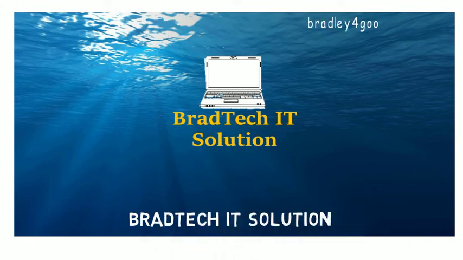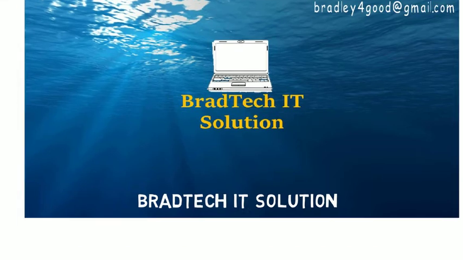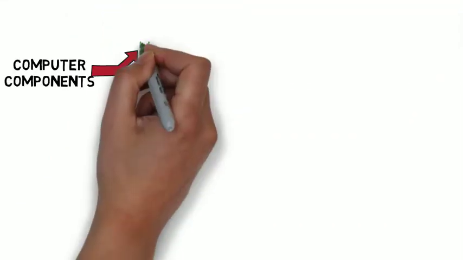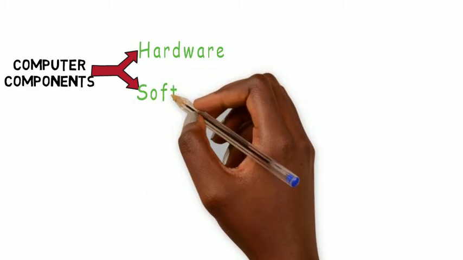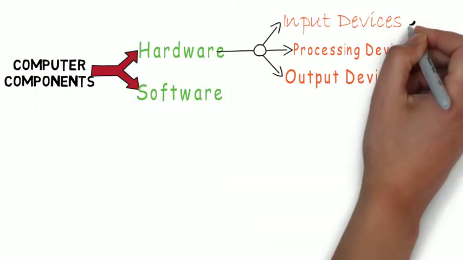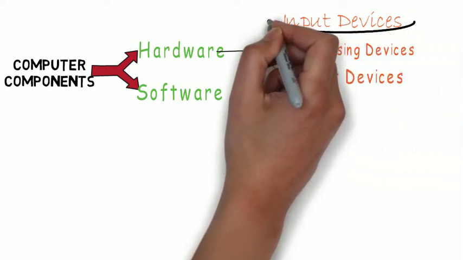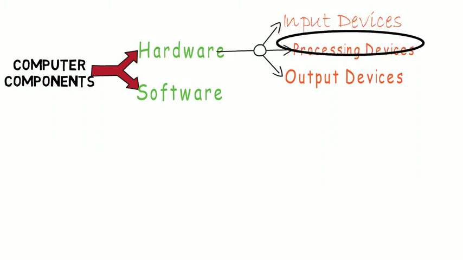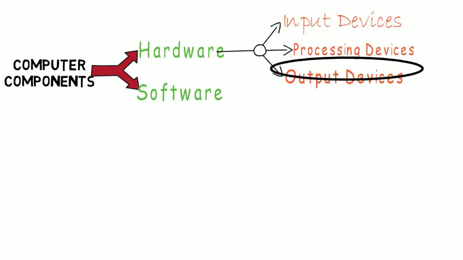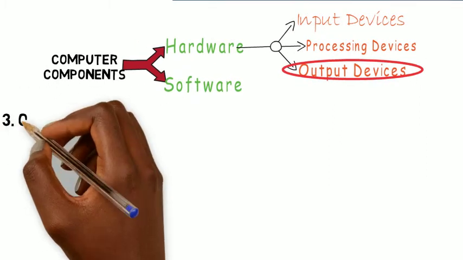In the previous videos, we discussed computer components, which were the hardware and the software. We went ahead to discuss input devices as one, then processing devices as two. In this video, we shall be talking about output devices.